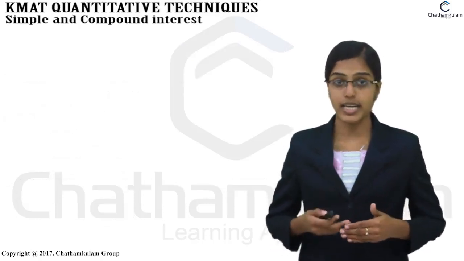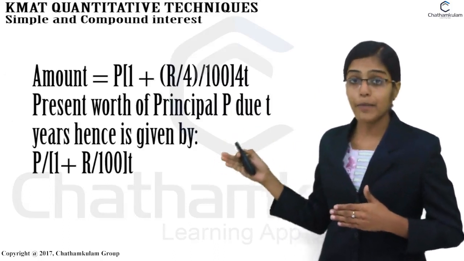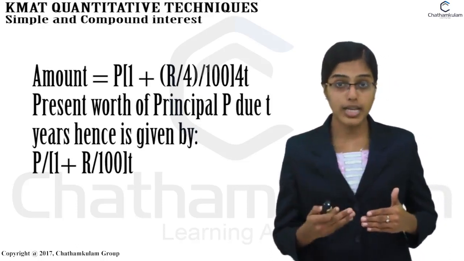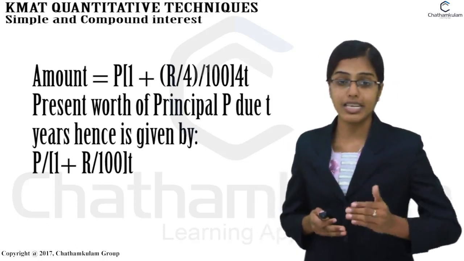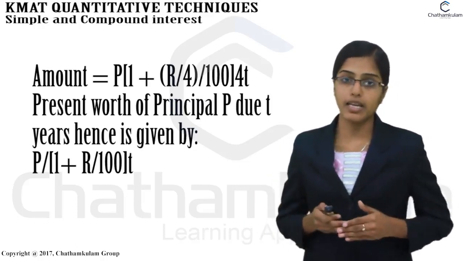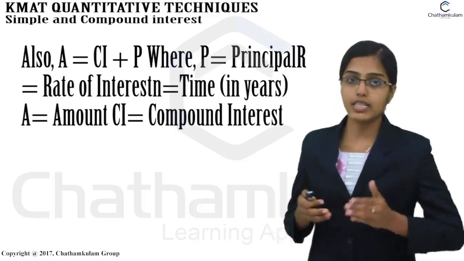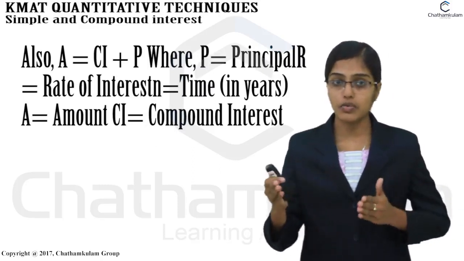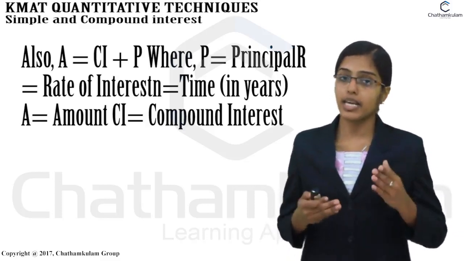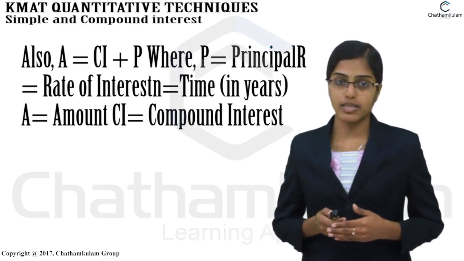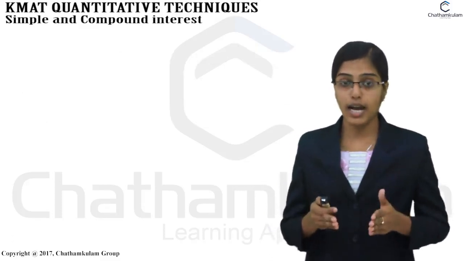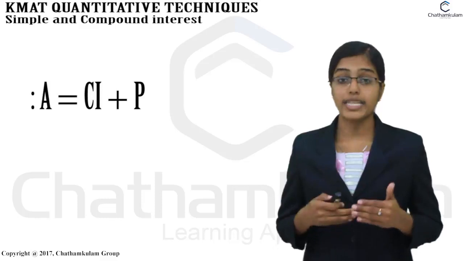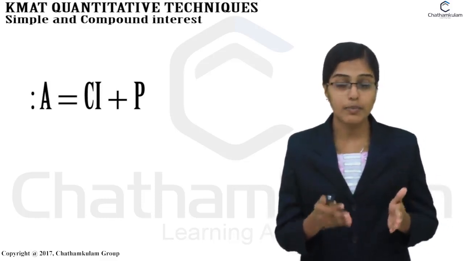When compounded quarterly, amount is equal to P into (1 plus R by 4 divided by 100) whole raised to 4t. The present worth of principal P due t years hence is given by P by (1 plus R divided by 100) whole raised to t. Also, A is equal to compound interest plus P, where P is the principal, R is the rate of interest, n is the time in years, and A is the amount, CI is the compound interest. Note that the formula A is equal to compound interest plus P gives us the total amount. To get the compound interest only, we need to subtract the principal from the amount.